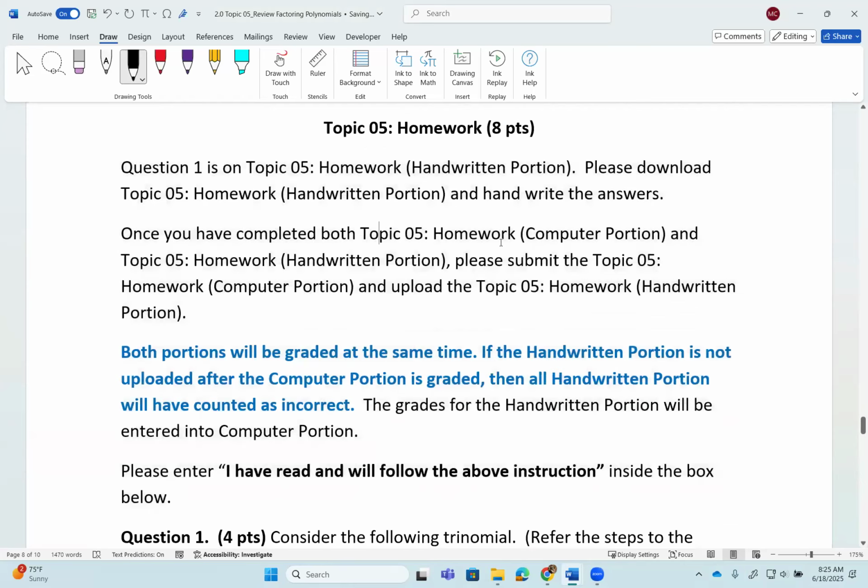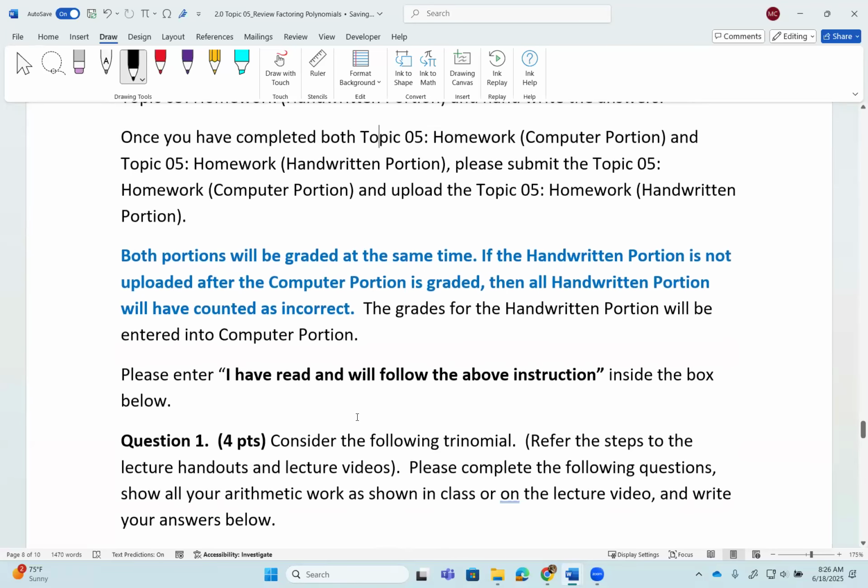Once you have completed both the computer portion and the handwritten portion of the homework, please submit the computer portion and then upload the handwritten portion. Okay, remember both portions will be graded at the same time. If the handwritten portion is not uploaded after the computer portion is graded, then all the handwritten portion will be counted as incorrect. Okay, so once again, I do not want to open up your computer portion and then look for the handwritten portion and it's not there. And the reason why I open your computer portion is because the grades for the handwritten portion got to be entered inside the computer portion for your grades to kick in. So I gotta have both portions in front of me when I do this grading.